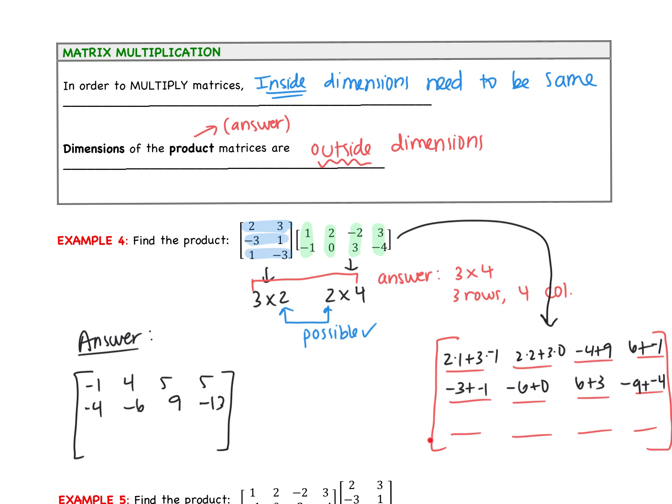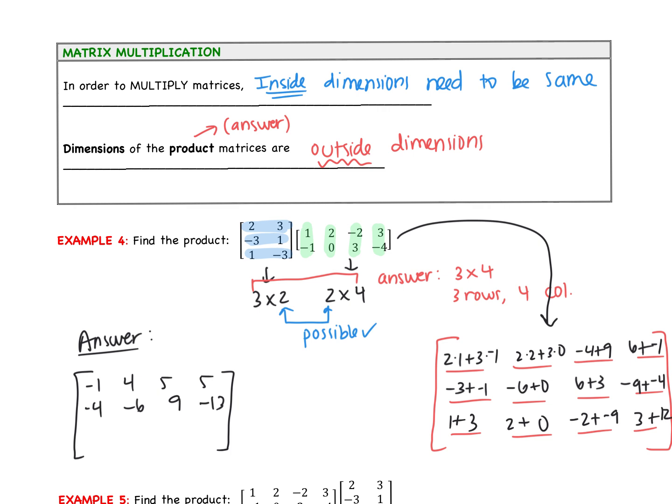Okay, so for our last row of this product matrix, we're going to do last row in blue times each of the columns. So remember, first element times first element, second element times second element. So 1 times 1 is 1, plus 3. Then I'm going to do that last row times the second column. So 1 times 2 is 2. -3 multiplied by 0 is 0. 1 times -2 is -2. -3 multiplied by 3 is -9. And lastly, 1 times 3 is 3. -3 and -4 is 12.